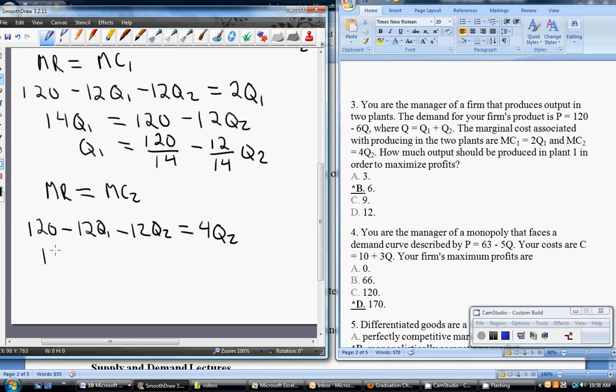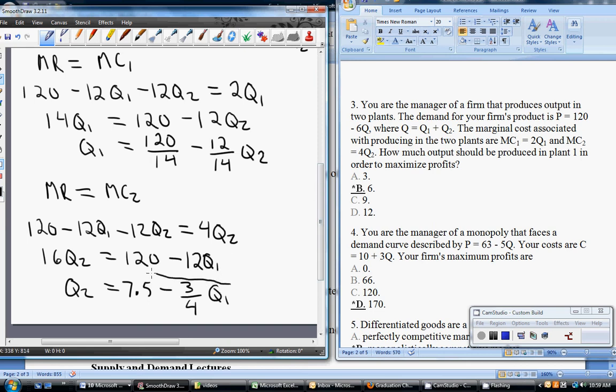Solving for Q subscript 2. And now dividing by 16. That expression will simplify down to something like that. Alright, the next thing I'll do is I'll take this part of this equation right here and I'll substitute it into the output equation for plant 1.